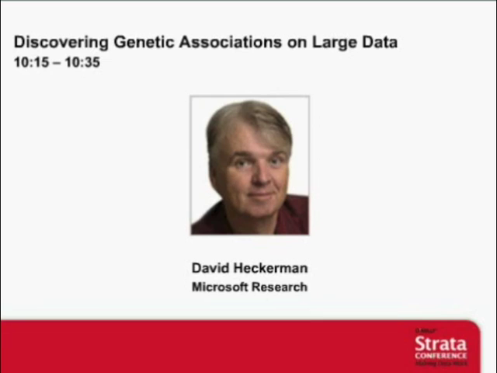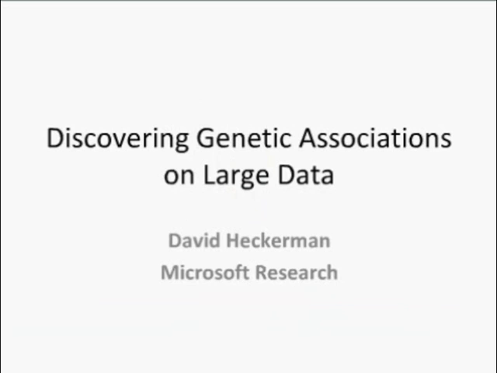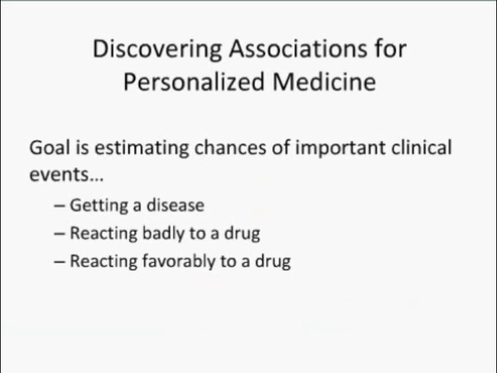So my talk is going to be about discovering genetic associations, and in particular doing so on large data. When it comes to personalized medicine, one of the key things we want to be able to do is find these associations between genetic markers and traits of interest. In the case of medicine, some of the obvious traits we're interested in looking at are whether or not you're going to get a disease, or the propensity for you getting a disease. We want to consider whether you're going to react badly to a drug or react favorably to a drug.